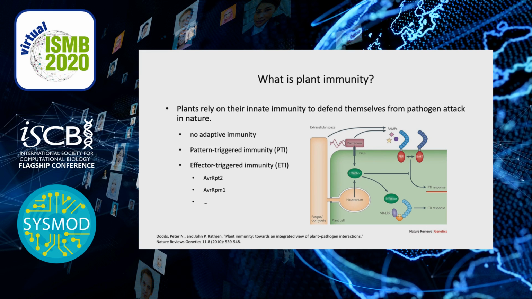Some pathogens can escape from the PTI response by delivering effectors into the plant. And the plant has also developed another phase of response, which is the ETI response, to detect the effectors and effectively defend itself. Here, there are two types of effectors, including AVR-RPT2 and AVR-RPM1. In my study, I mostly focus on the first one, AVR-RPT2.